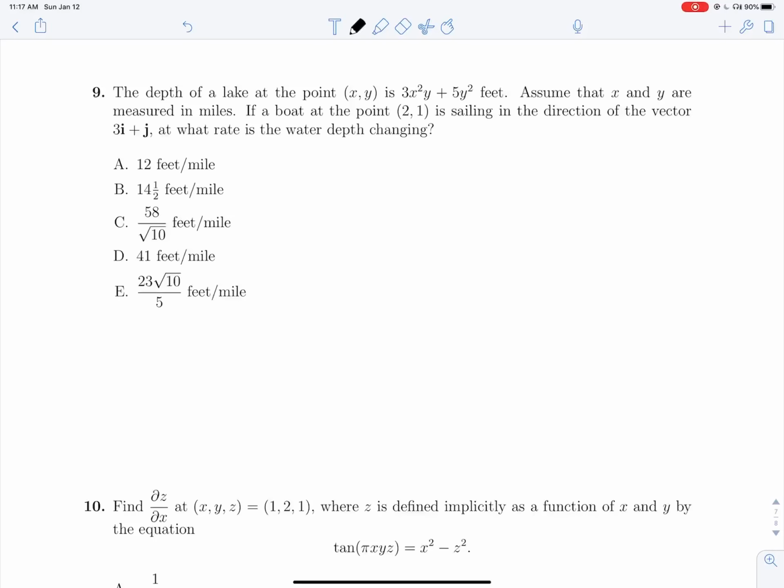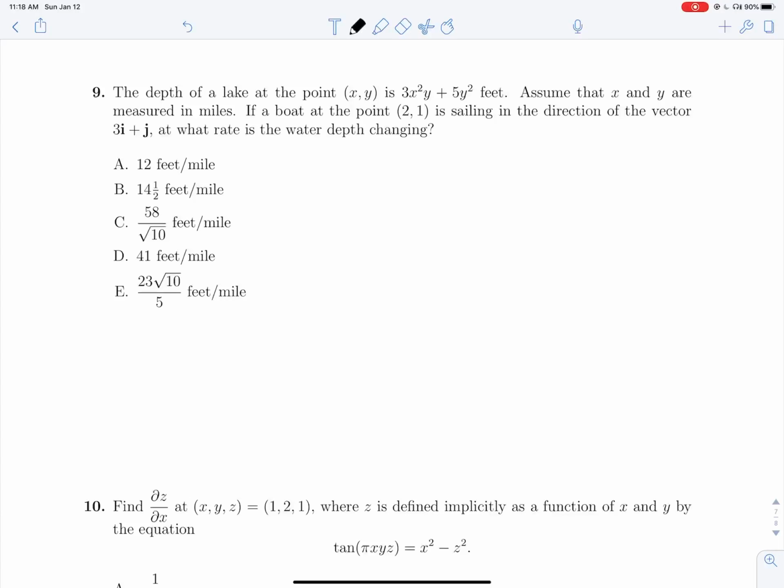Okay, the depth of the lake at a point is given by that function of x and y. Assume that x and y are measured in miles. If we have a boat at the point (2 miles, 1 mile), and it's sailing in the direction of the vector (3, 1), what's the rate of change of the water depth?